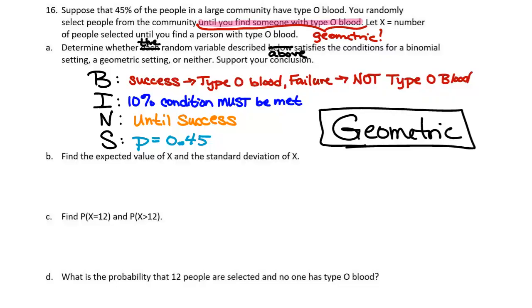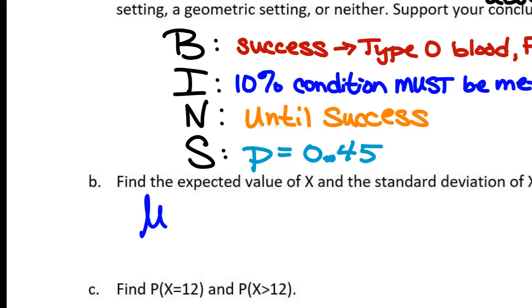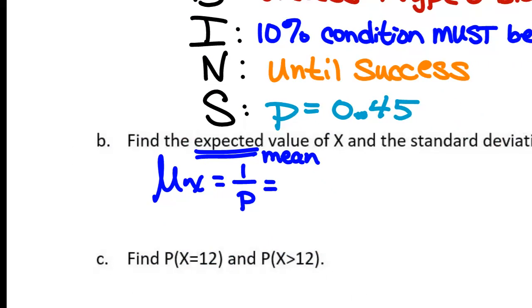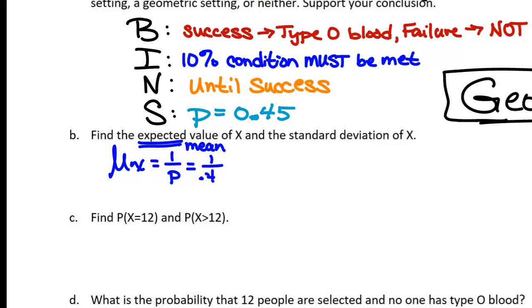Find the expected value of X and the standard deviation of X. So I want the expected value. Remember, expected value is mean. How do you find the mean for a geometric random variable? This is on the formula sheet. You get the formula 1 divided by p. So this is going to be 1 divided by what? 0.45.